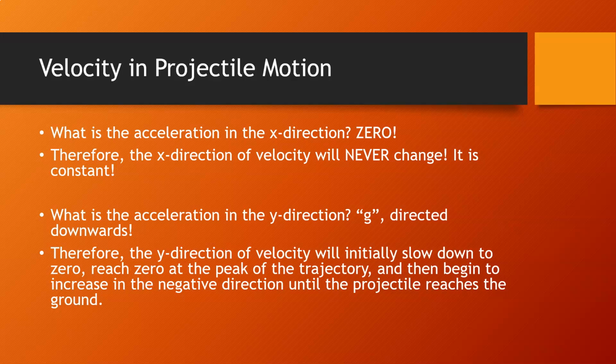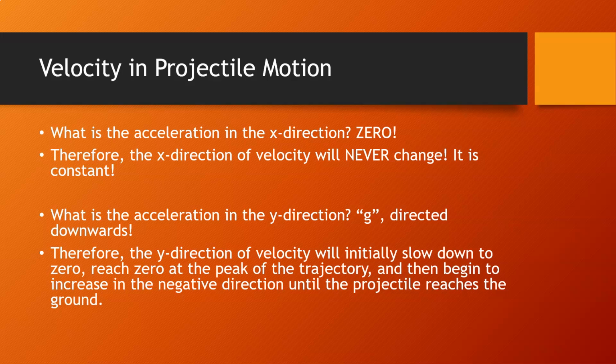The last thing is how velocity behaves in projectile motion. In the x direction, it's constant because there is no acceleration in the x direction. In the y direction, if the projectile is launched upwards, it will lose velocity trending towards 0, reach the peak, hit 0 at the peak, then begin gaining negative velocity.